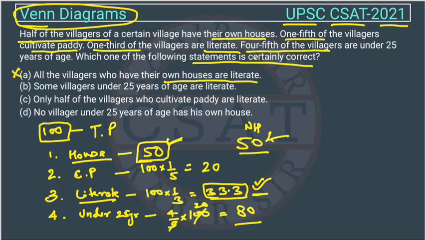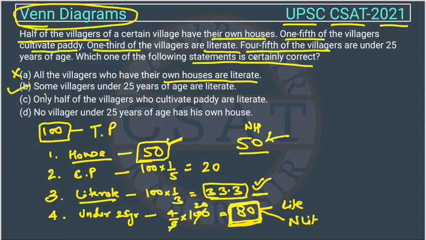नाउ सेकंड स्टेटमेंट, सम विलेजर्स अंडर 25 year of age are literate. Some villagers. So out of this 80, some may be literate and some will not be literate, right? So this is possible, because in total we have 80 people. Here the statement is saying some, not saying all, right? So this is correct, option B.